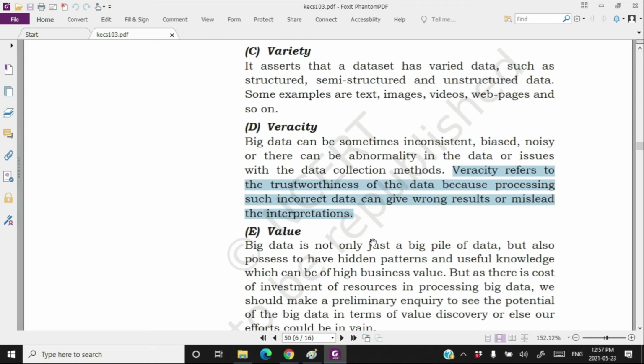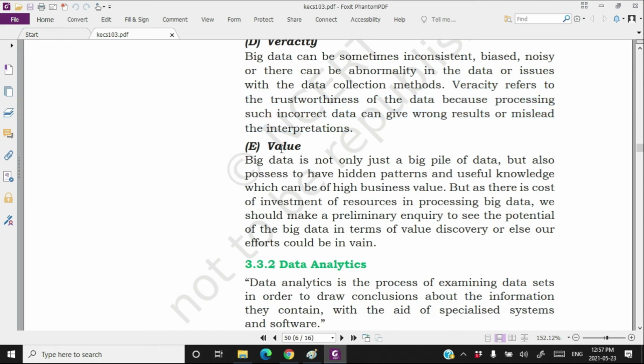At last, the final characteristic of big data is value. Big data is not just a big pile of data, but also has hidden patterns and useful knowledge which can be of high business value. As I told you, you can find a pattern of Facebook posts in a certain geographical area on a certain day, and you can use that pattern to show your ads. Because if there is a pattern in tweets, that means people are talking about such a concept or area, and you can show your ads belonging to that area. So finding patterns in big data has high business value.